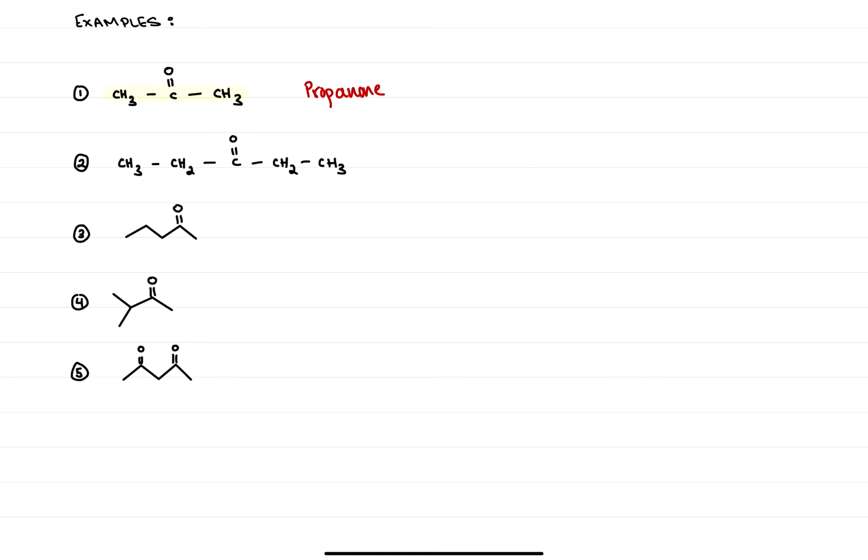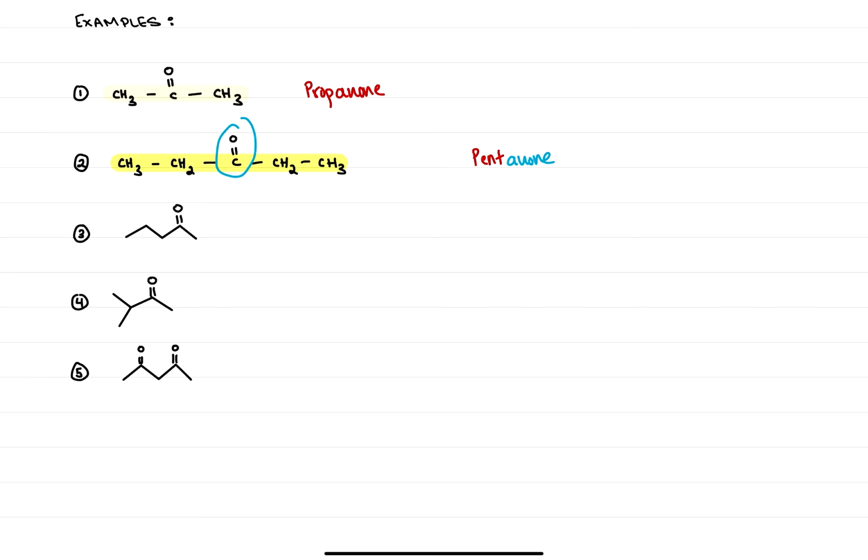Okay, let's go to the second example. In this case, I see 1, 2, 3, 4, and 5 carbons. And so I'm going to name this as pent. And then what I see is a C double O bond. And next to it, I see two carbon groups directly attached. And so I'm going to call this pentanone.